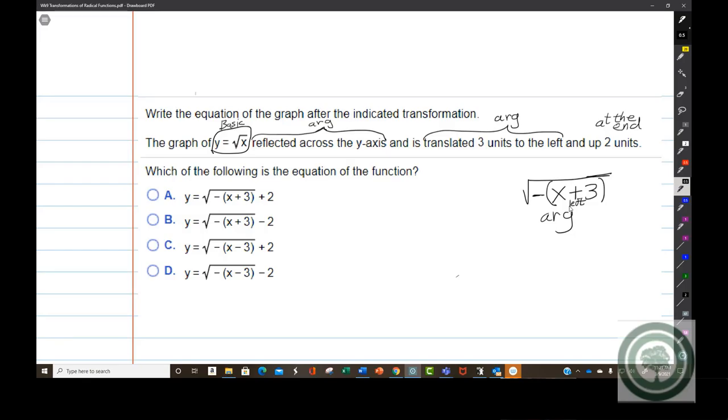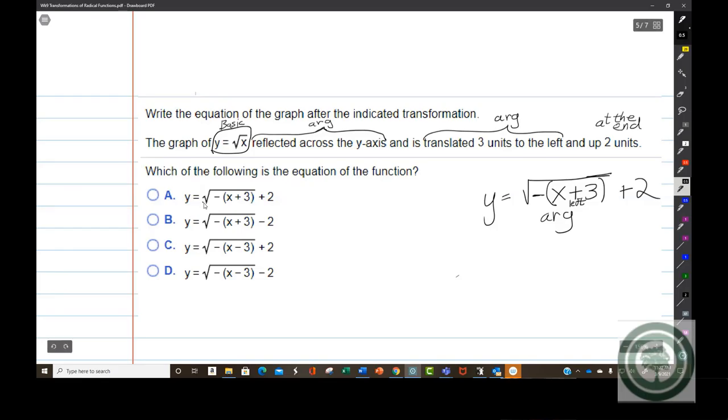Okay. Now, left and right, those are horizontal movements. That's why I know it's in the argument. Now, but up 2 units is going to be at the end. Up 2 units is not a challenge. I just put plus 2. That's my choice for what we're going to be dealing with. This is the y-axis reflection. And that plus means we're going to go to the left 3 units. So let's see. I do believe it's A.